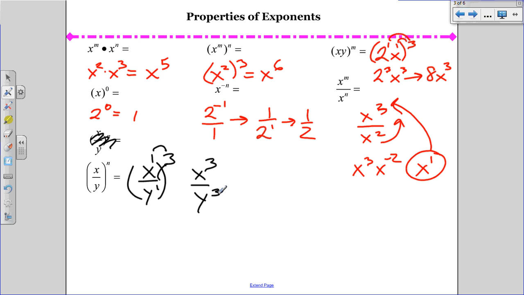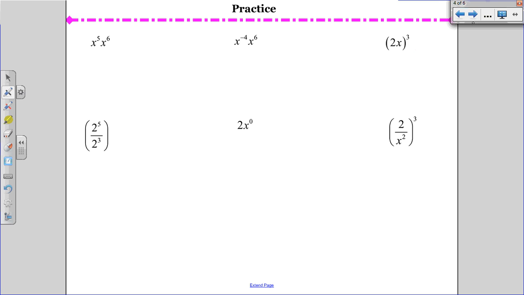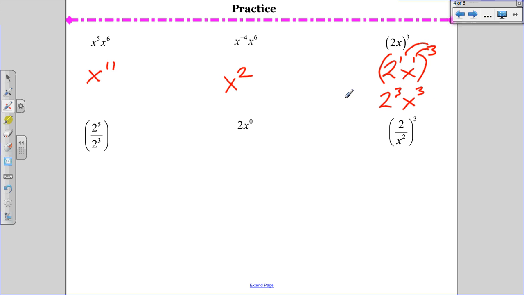All right, so let's go ahead and look at some more examples. The best way for this topic is just to do multiple and multiple examples to see all different formats. So here I see a common base, so I want to add the exponents and get 11. Here I have a common base, so I want to add the exponents. So what's negative 4 plus 6? 2. Here I'm going to rewrite it, put my imaginary ones in, put exponent on everything, and then distribute. So that's 2 cubed x cubed, which is 8x cubed. So we did this one just on the previous page, same example.